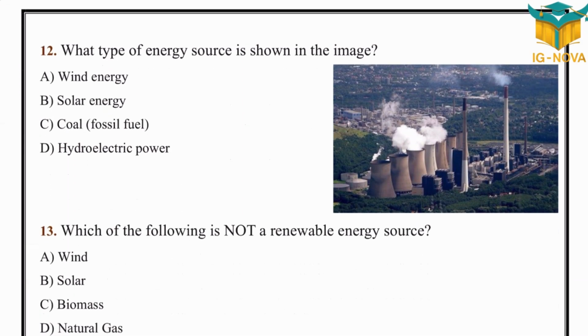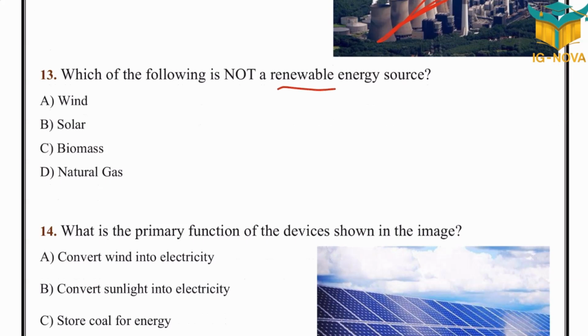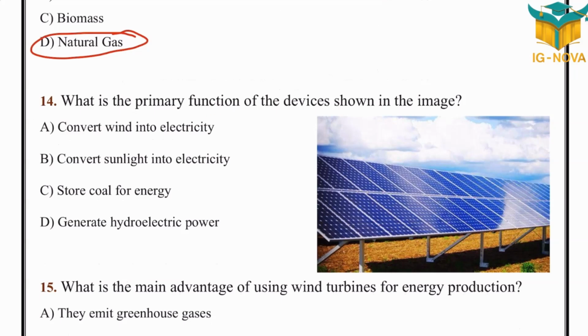Question 12. The type of energy source shown in the image. This one, is it wind or solar? Nope, it's a coal power station. Which of the following is not a renewable energy source? Non-renewable. Wind, solar, biomass, natural gas is not renewable. What is the primary function of the device shown in the image? This image is for solar cells. So does it convert wind? Nope, it uses sunlight and converts it into electricity. I'm going to go for B.